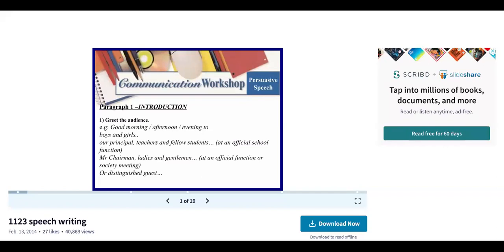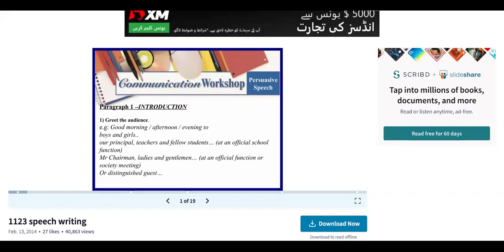So again, this is your compulsory question. You don't have a choice here. You just get either a letter, an informal one or a formal one, or you get a speech, or you get a report, or you get a magazine article. So you just need to know all four of them in order to perform well in this section.